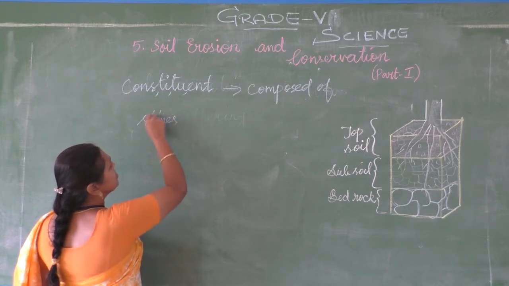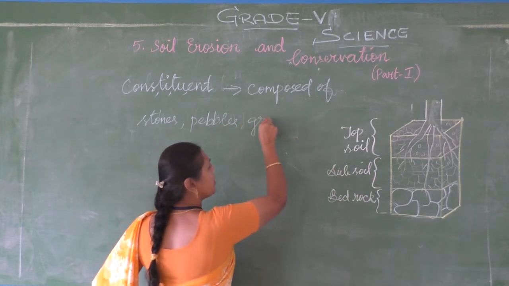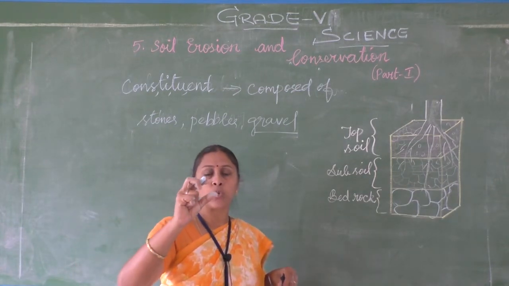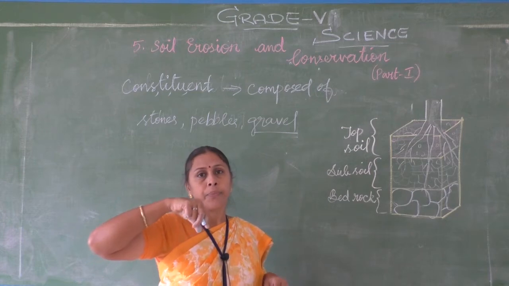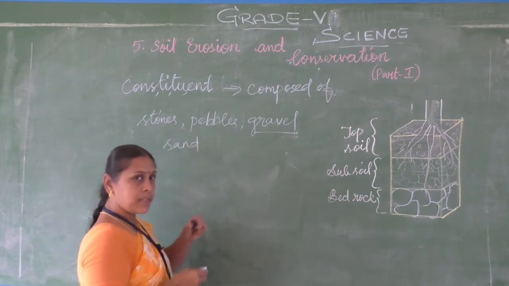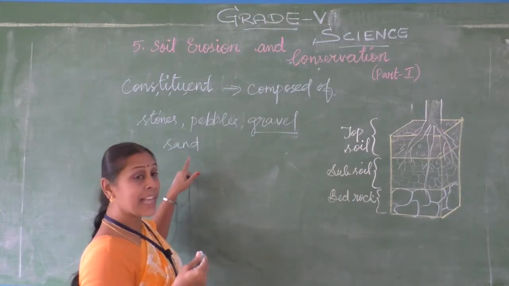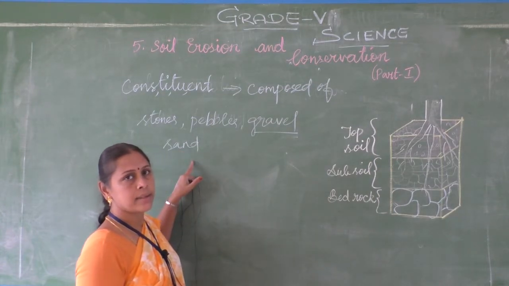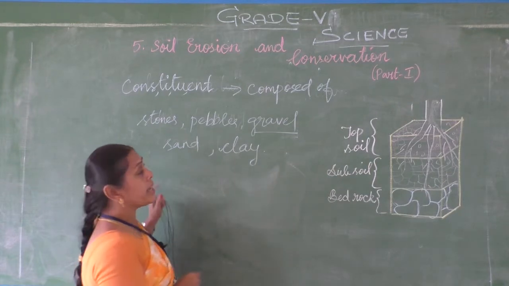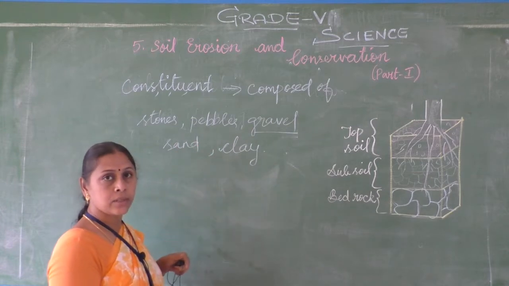Stones or pebbles, gravel. Gravel means what? Do you know? Jallikkallu solvanga. Black color small stones which are used to lay roads and all. So that is the gravel. Then sand. In the beach you could see that small soft soil. That is sand. Grains, tiny grains. Is it not? Then clay, களிமண். So these are the composition of the soil. All these are present in the soil.